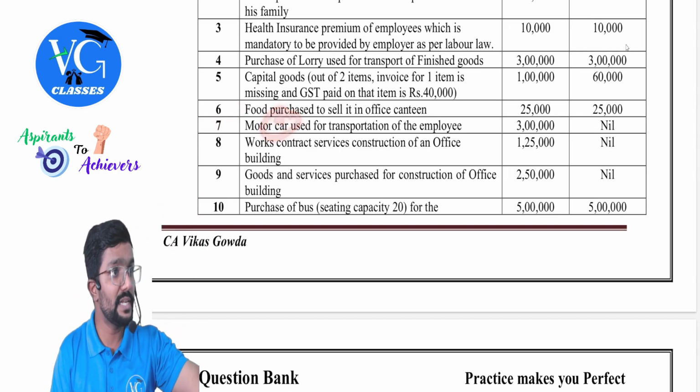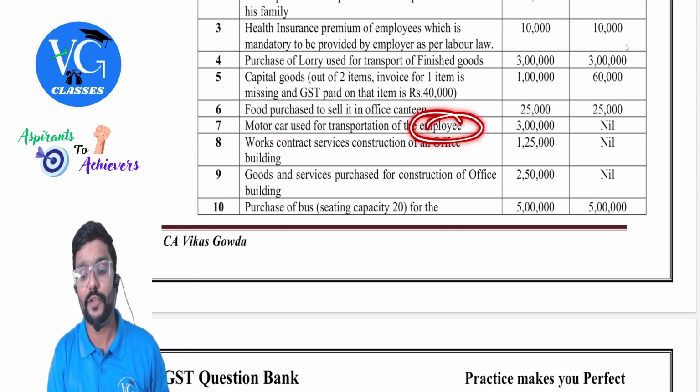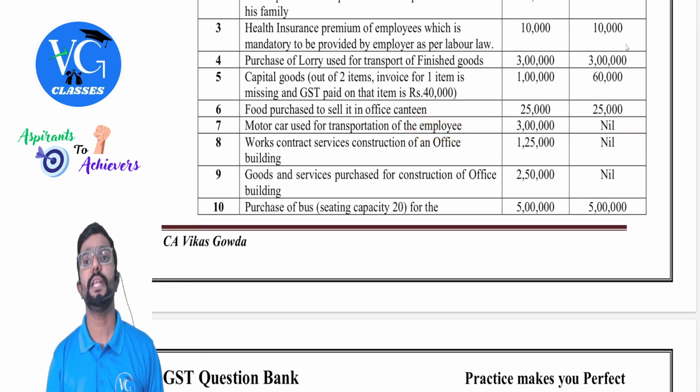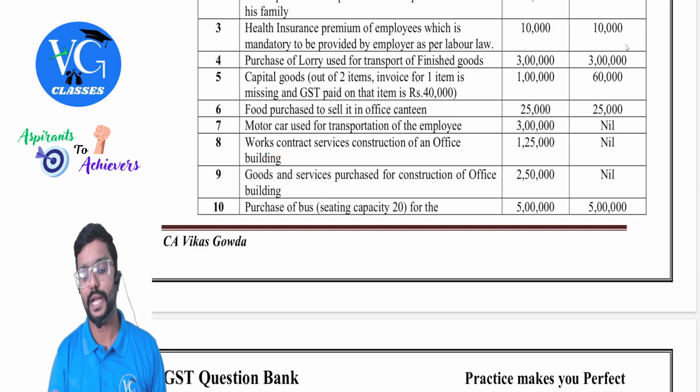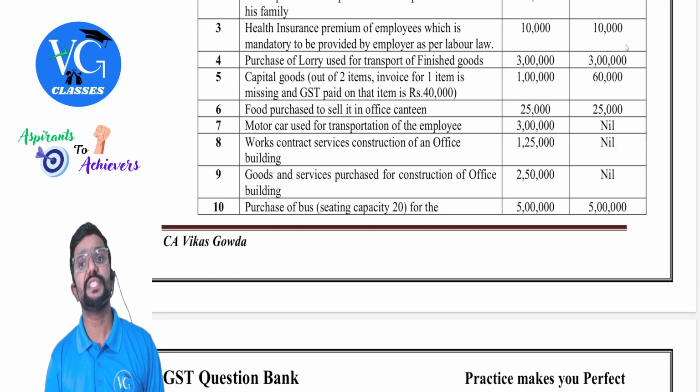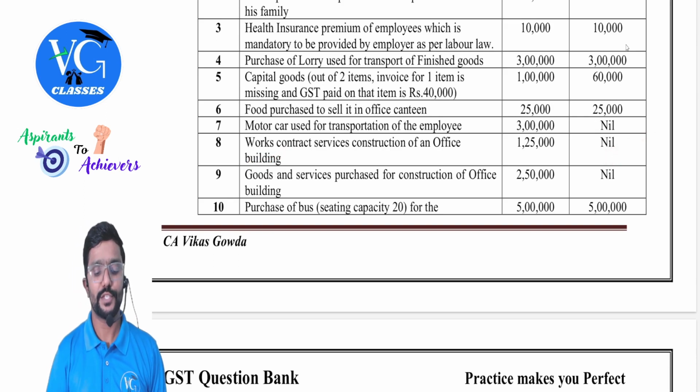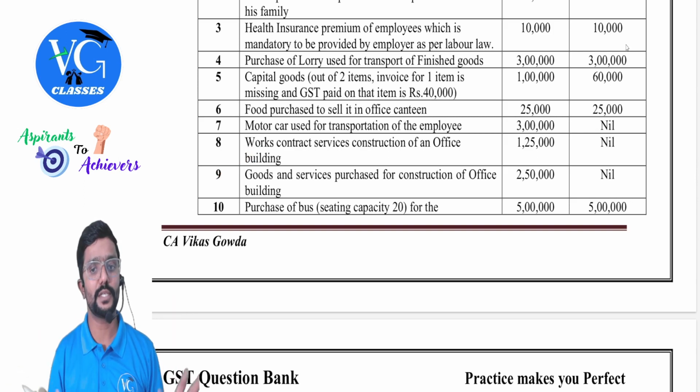Car, sitting capacity less than 13, and for transportation of employee, credit blocked. 17 subsection 5 clause A. Next, works contract service for construction of an office building, blocked, guys. 17.5c, blocked. Next, goods and services purchased for construction of office building, blocked.